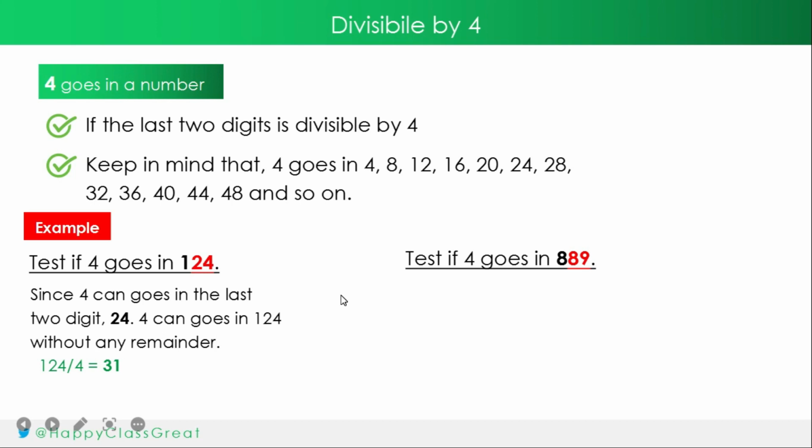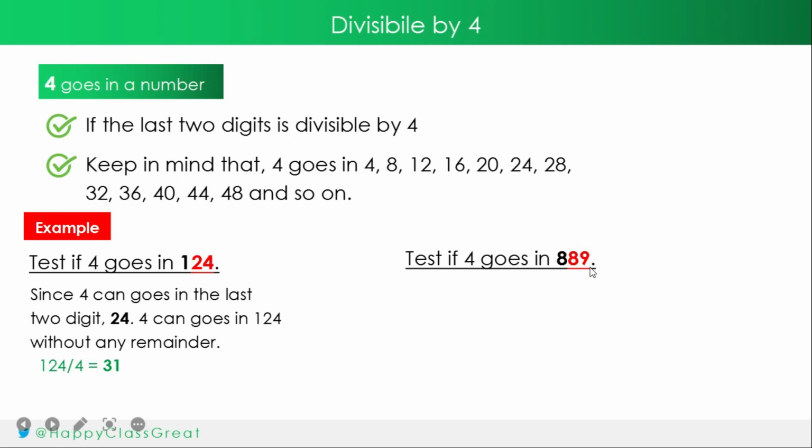And let's test if 4 can go in 889. That's the number we used earlier when we tested if 3 can go in 889. And you know that 3 cannot go in 889, and 2 can also not go in 889, because it does not end with 2, 4, 6, 8 or 0. Now once you test if 4 can go in 889, I colored the last 2 digits here, because it said that the last 2 digits must be divisible by 4.